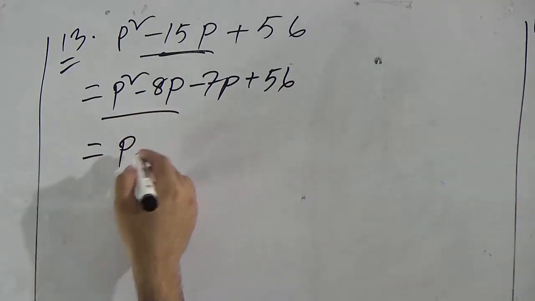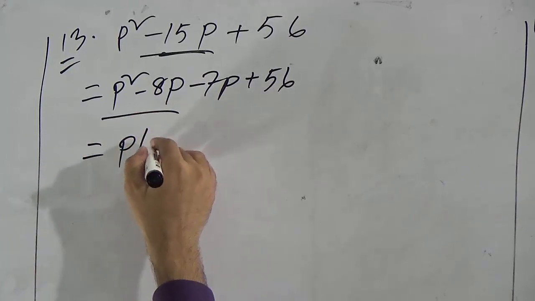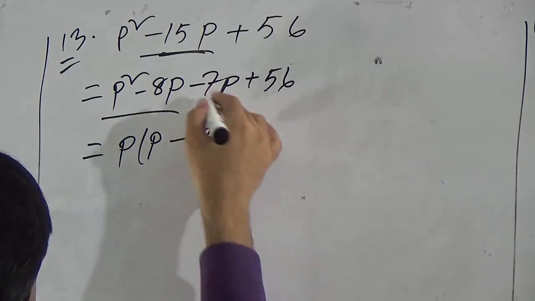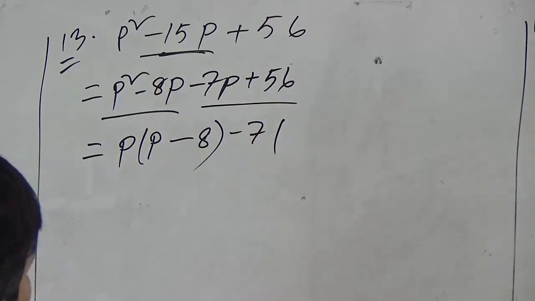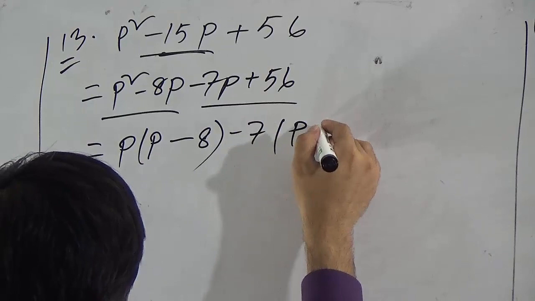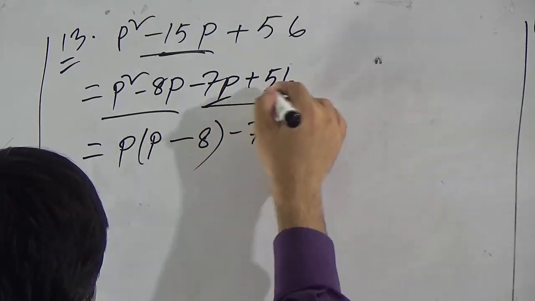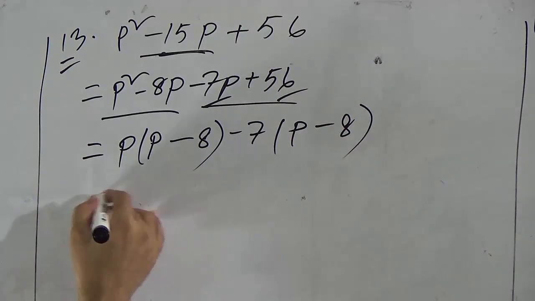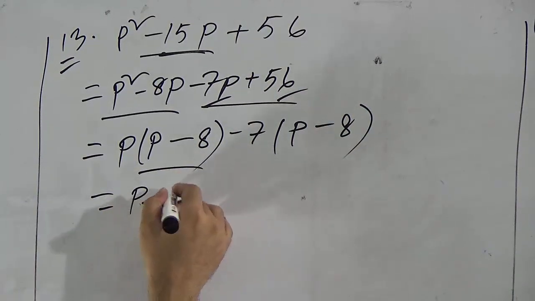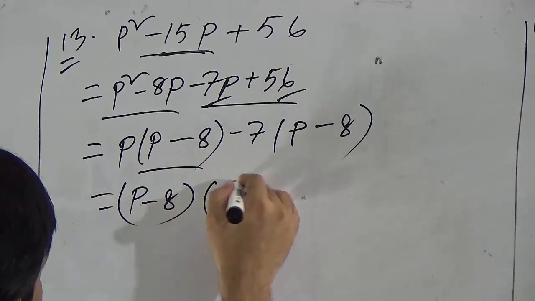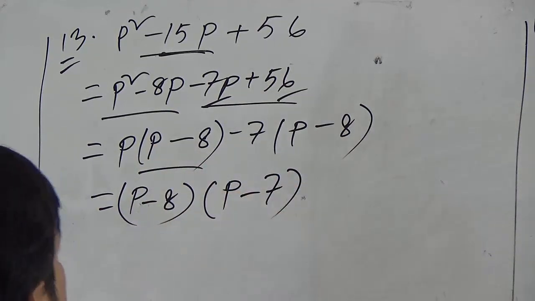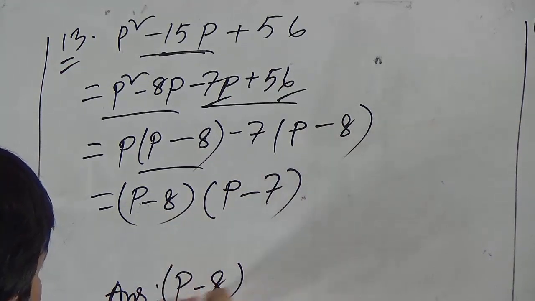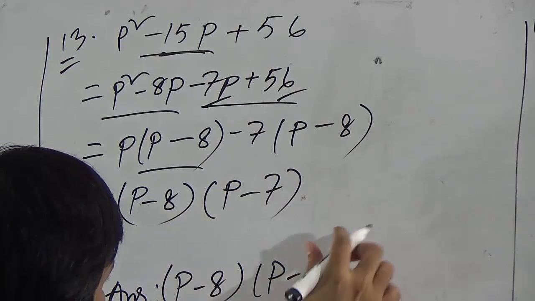Now take p as common from the first two terms. P will remain in the first term, minus 8 will remain in the second term. Then take minus 7 as common from the last two terms. P will remain in this term and 8 will remain in the last term. So we can say p minus 8 is common and p minus 7 is left. So our required answer for this question is p minus 8 into p minus 7.